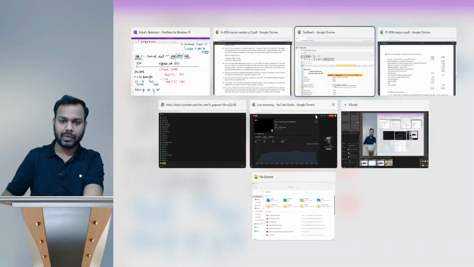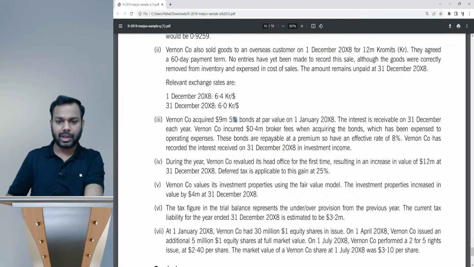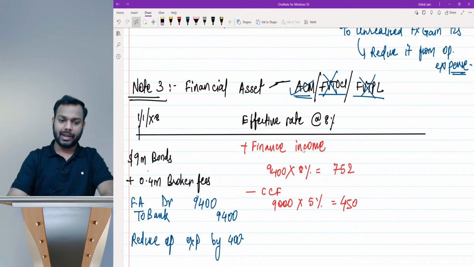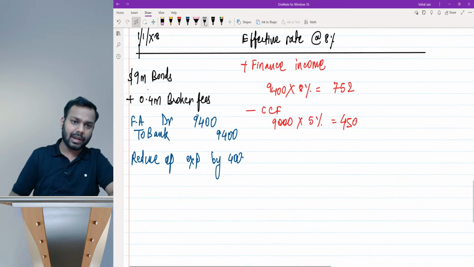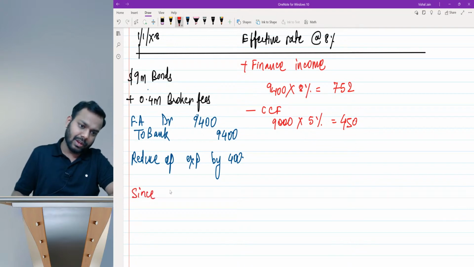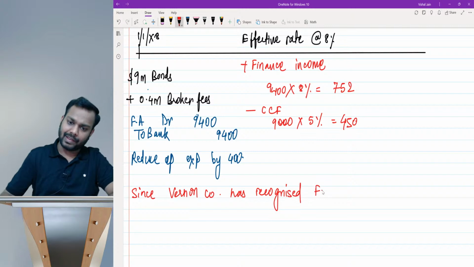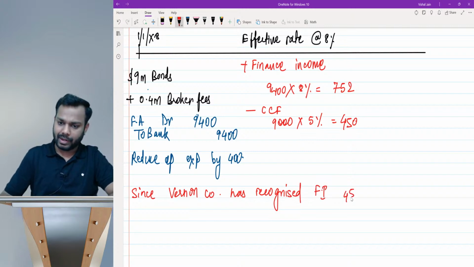And now see what they have done. Vernon company has recorded the interest received, that is 450, as investment income. Is it correct? No, right? So let me write here, I'll take the red pen. Since Vernon company has recognized finance income of 450, right?